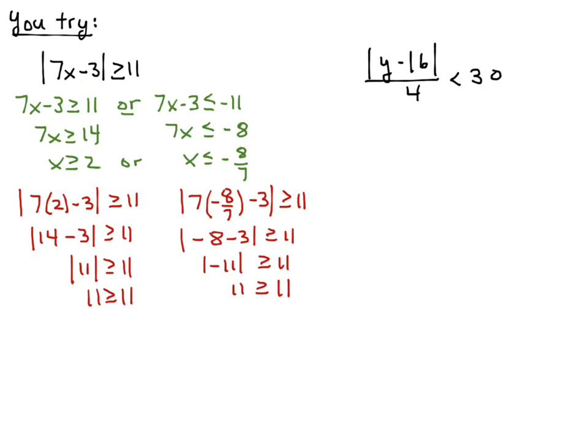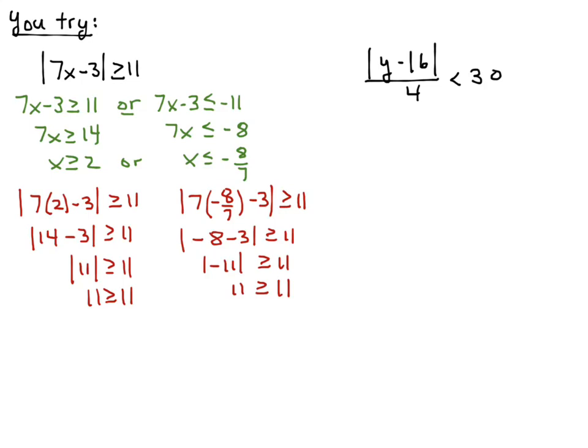Okay, Jaslyn, did you get it? Your arms are folded defiantly, I see. I got y is less than 136 and y is greater than negative 1. Okay, and you check those? Okay, good. So what's the first thing you did here?